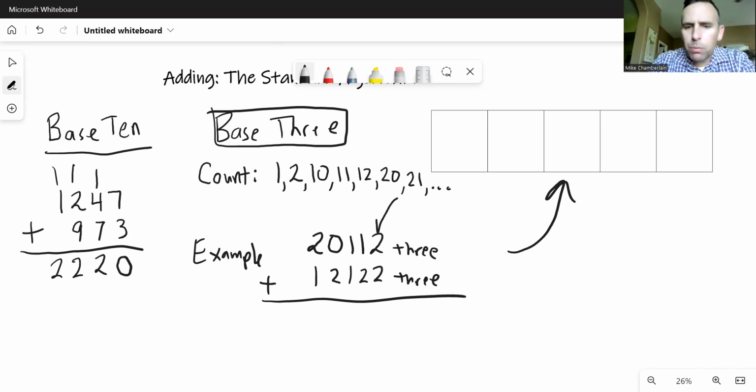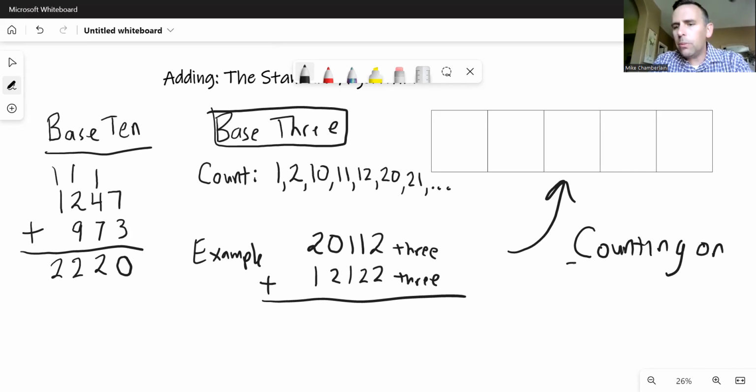So starting in the ones place, you have 2 plus 2. Now, 2 plus 2 is 4, right? Well, not in base 3 because there is no 4. So we've got to remember that. So one way to do this is to use the idea of counting on, and we kind of talked about this a little bit already.